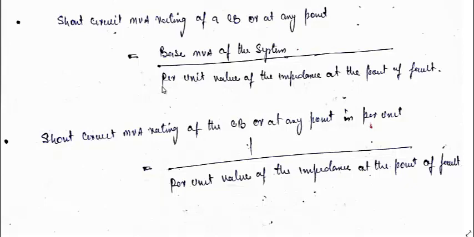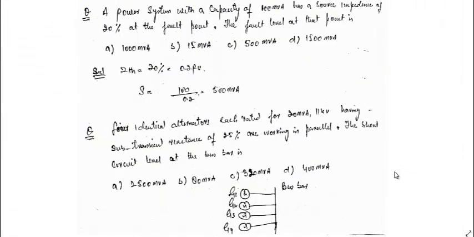So let us restate the same equation: short circuit MVA rating of a circuit breaker at any point would be the base MVA of the system divided by the per unit value of the impedance at that point of the fault. And this is the actual value. In per unit, short circuit MVA rating of the circuit breaker at that point will be equal to simply 1 divided by the per unit value of the impedance at that point of the fault. So let us try to do some numericals, and it will be quite easy then to understand.